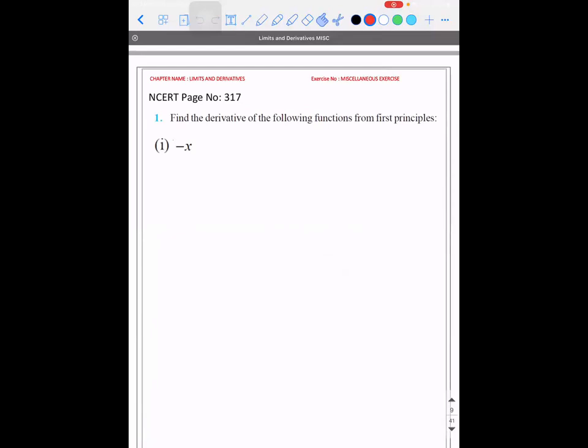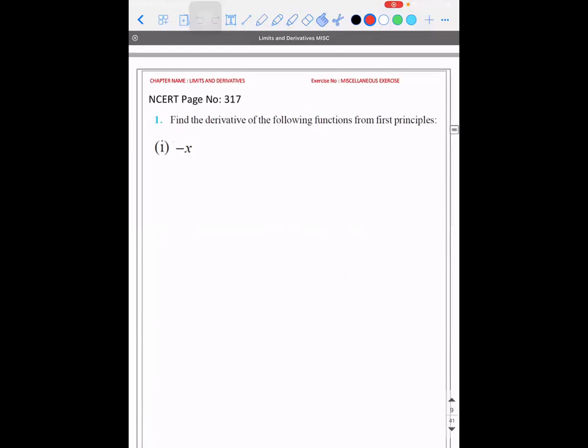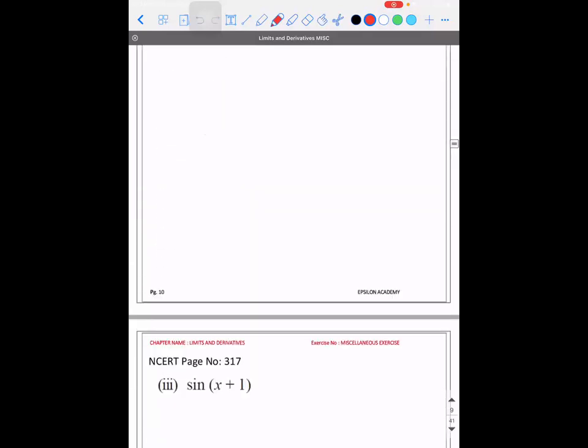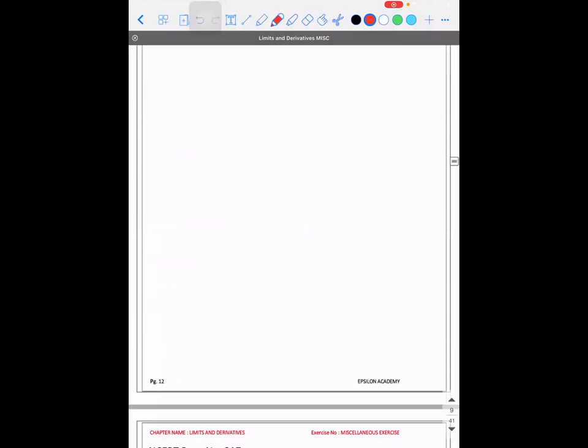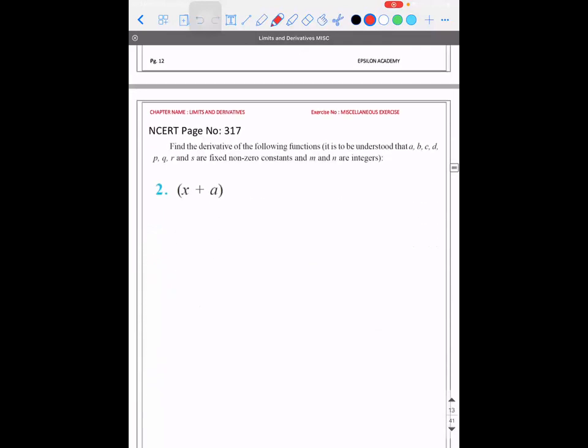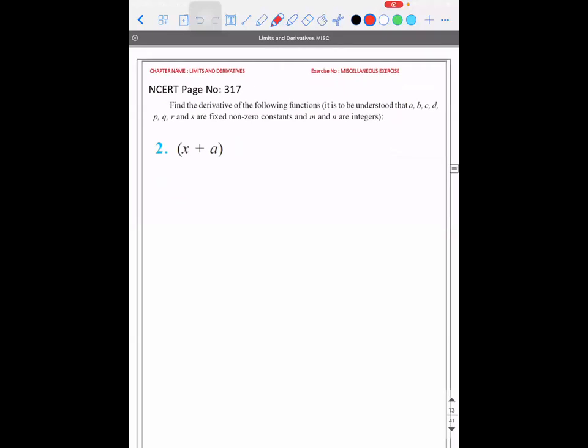Find the derivative of the following functions from first principle. Homework. So all these things I'm giving as homework. You can try. If there are any doubts, you can approach me. Second, find the derivative of the following functions. It is to be understood that a, b, c, d, p, q, r, s are fixed non-zero constants and m and n are integers.